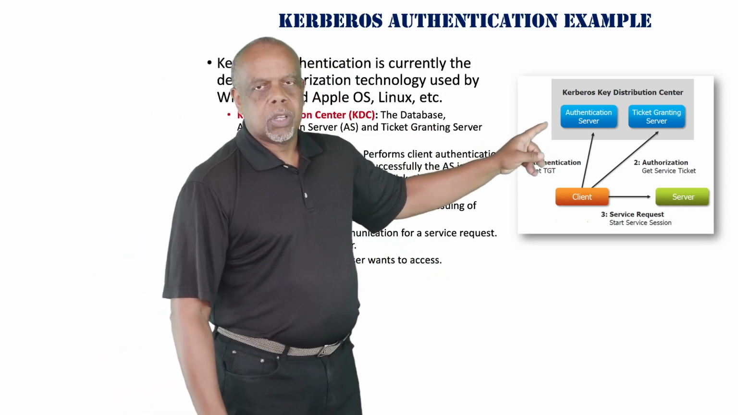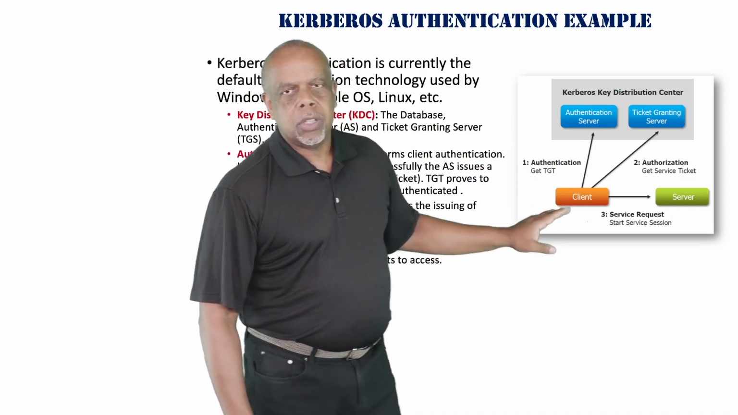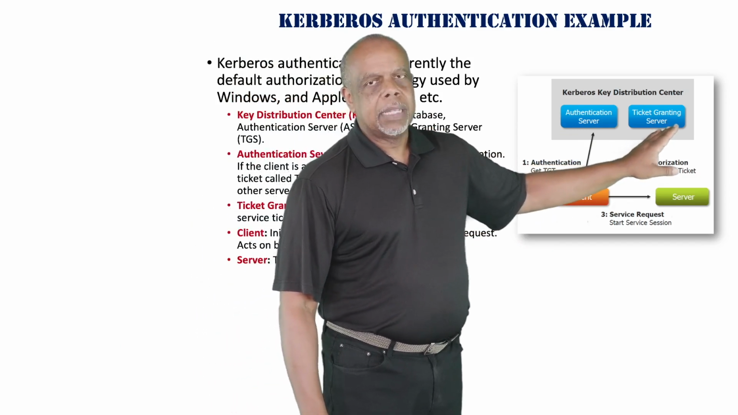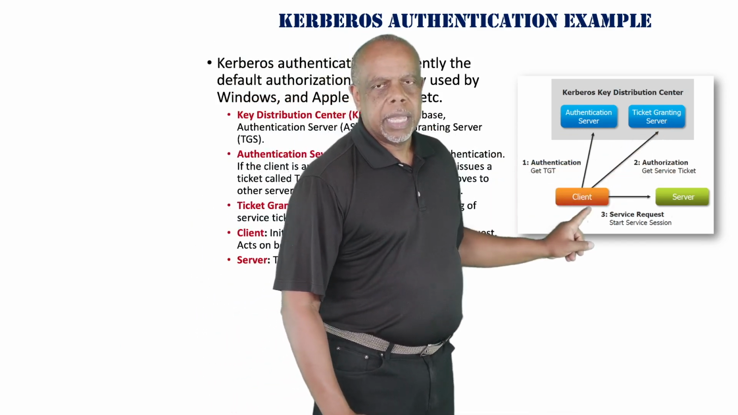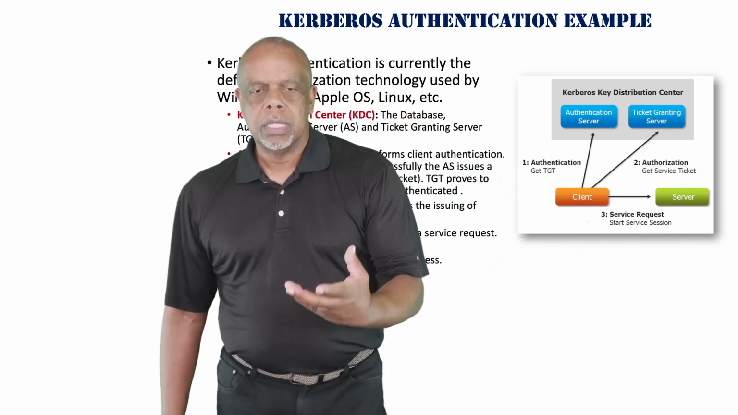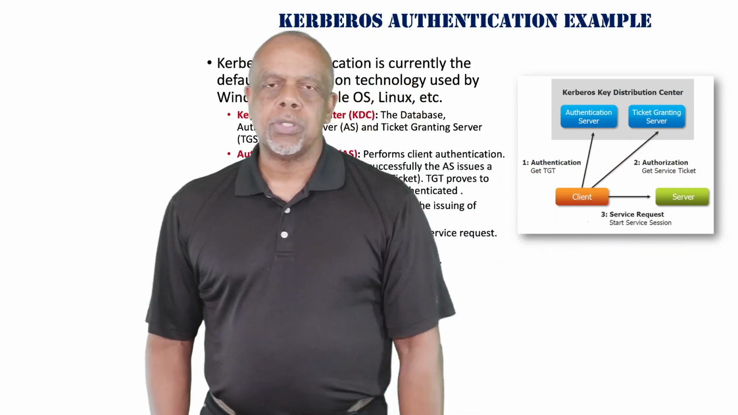So the authentication server gives you a TGT. You take the TGT to the ticket granting server. It says, I know who you are. Then you take that to the information resource that allows you to get to the files.